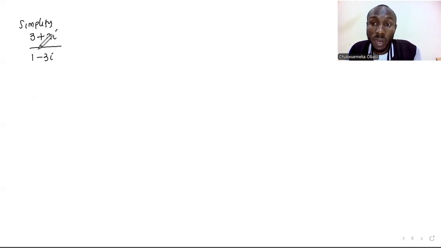Now, we are dividing complex numbers. Naturally, we don't literally divide complex numbers.